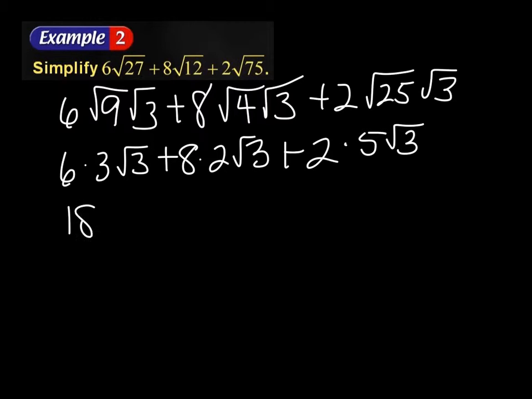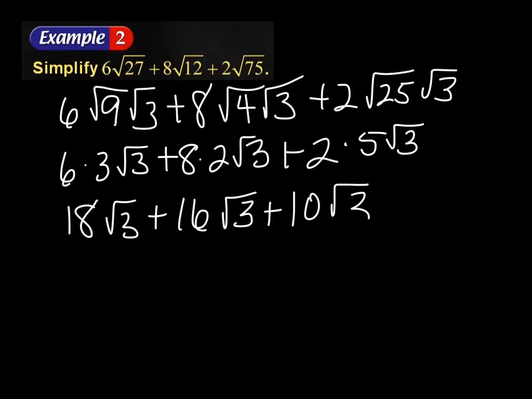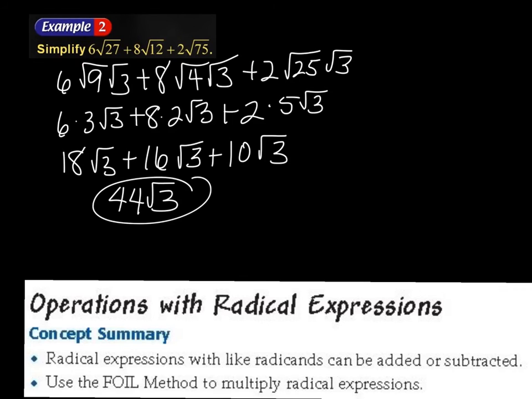So 6 times 3 is 18. 8 times 2 is 16. 5 times 2 is 10. And they all happen to be square root of 3's. 18 plus 16 is 34, plus 10 more is 44, square root of 3. Radical expressions with like radicands can be added or subtracted.